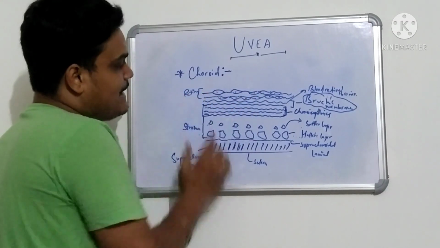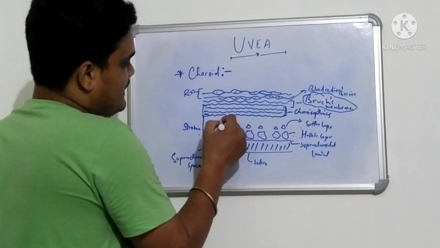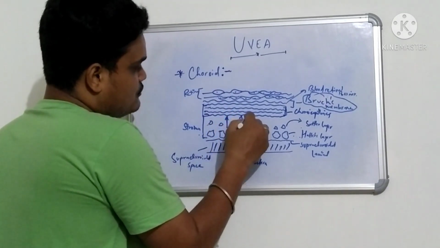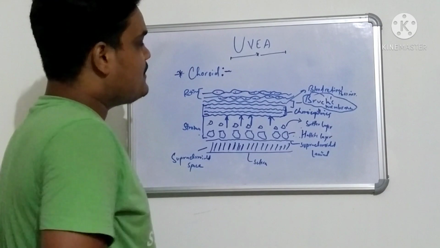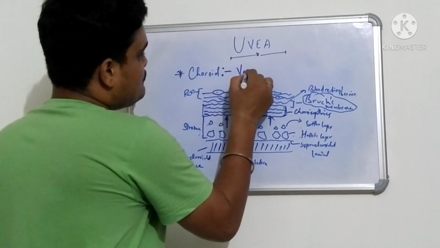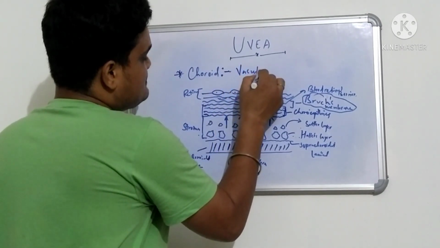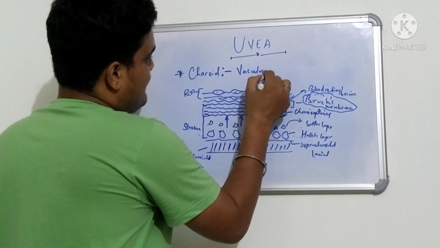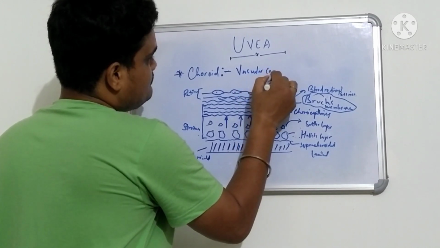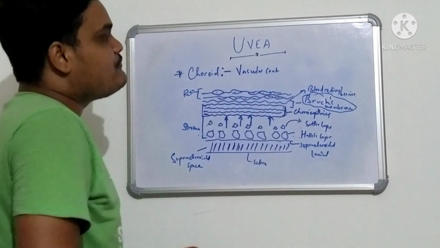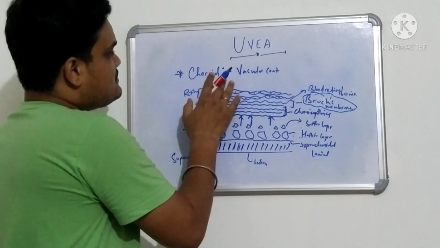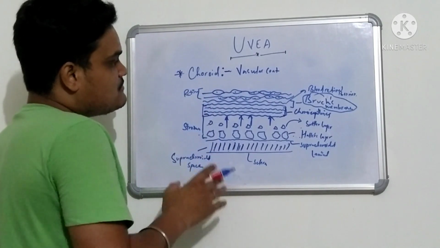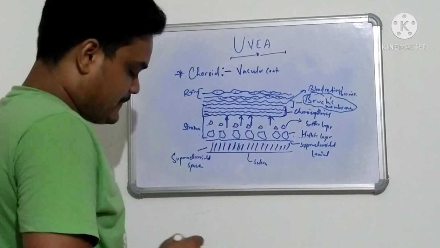And this is how the blood supply goes up to the retina. That is why the choroid is known as the vascular coat, and it is very important for providing blood supply to the retinal parts. So this is all about the uveal body. We have discussed in the uvea the iris, ciliary body and choroid.